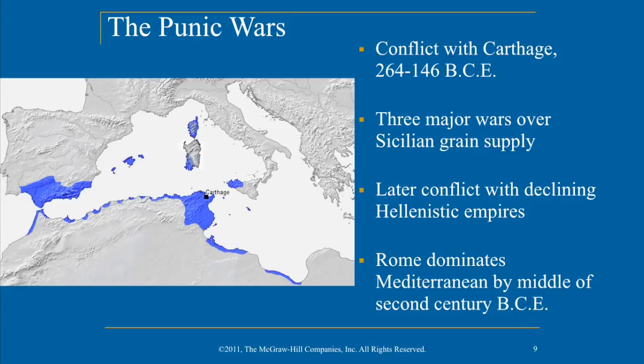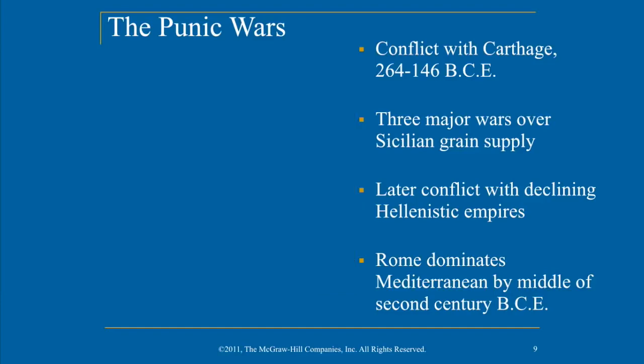This conflict with the later declining Hellenistic empires is basically Rome fighting with the leftover kingdoms from Alexander's generals. Remember how Alexander, when he died, gave all his generals an equal piece of land? Well, the Ptolemies, for example, in Egypt, they're kind of declining, and Rome is starting to have this conflict with them, but the former Alexandrian generals' kingdoms aren't really doing so well, so Rome starts to expand into their area. And by the middle of the 2nd century, Rome is dominating the Mediterranean. All that white stuff on my map is pretty much what is owned by Rome, or at least controlled by Rome, especially the waters within the Mediterranean.